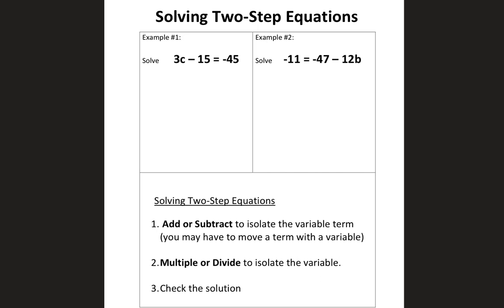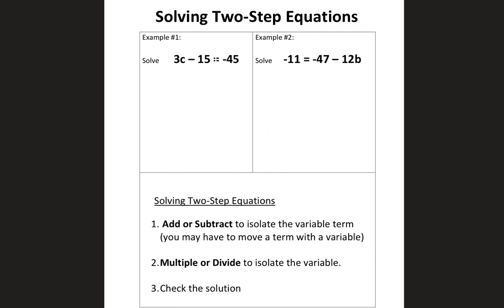Okay, kiddos, now we are talking about probably the most important algebra skill that we need in geometry. It's solving two-step equations. So when we see equations like this, when we have a term with a variable and a term without a variable on the same side, it's solving two-step equations. So these are the steps that we're going to do. So let's just go ahead and get right into it.